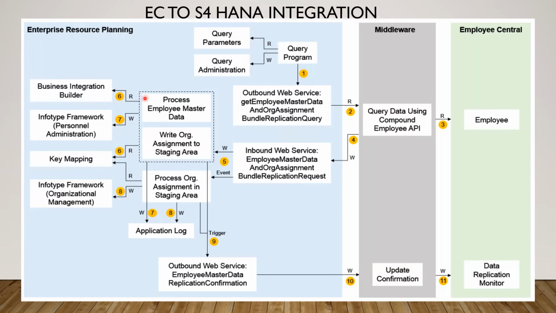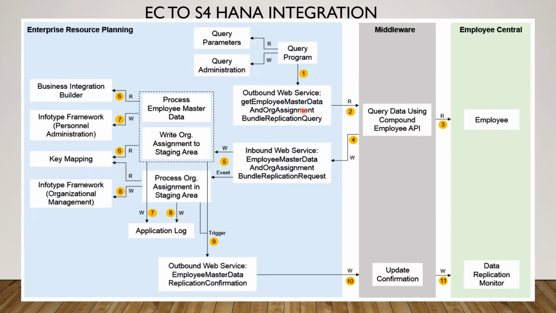So next we will see about the EC to S/4HANA integration, how it works. Basically, the first thing is that this is the ERP system, this is the middleware, and this is Employee Central. In the first step, the query program gets executed on the ERP side. Then it creates the outbound web service, get employee master data and org assignment bundle replication query. So this query is the first step which gets executed on the ERP side.